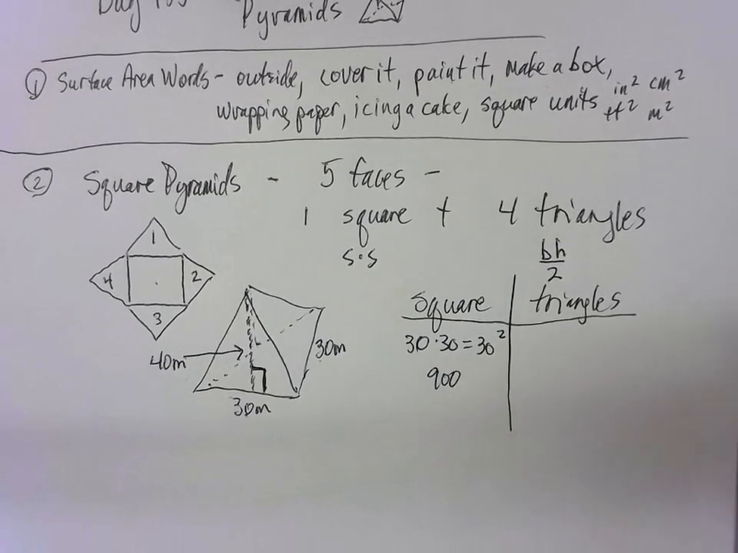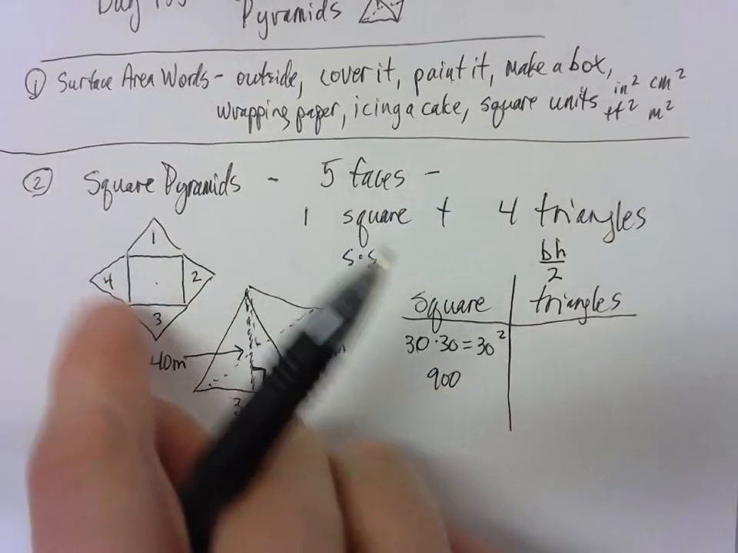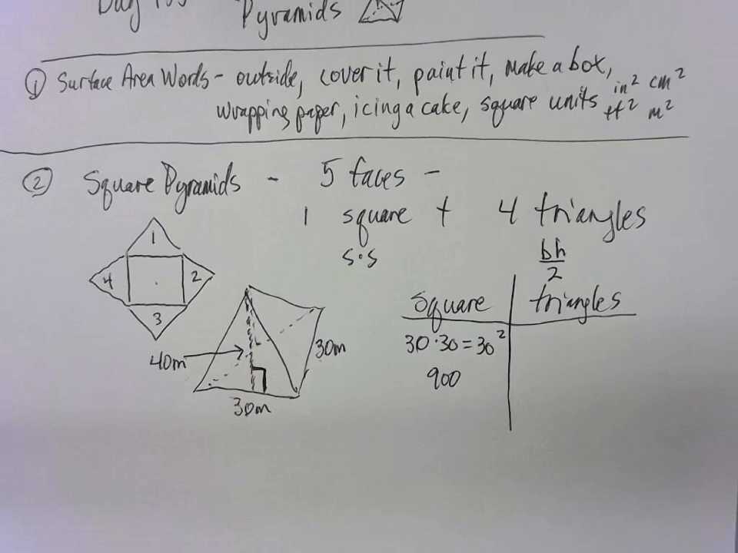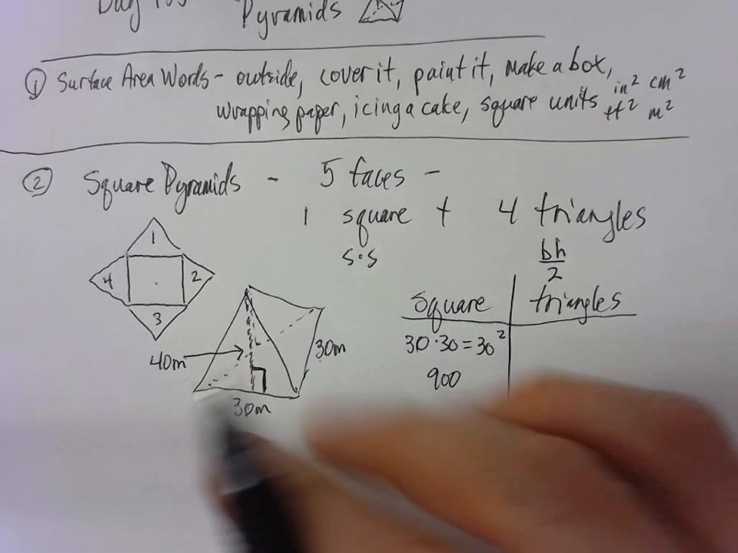So we know we have 4 of them, right? 1, 2, 3, 4. So let's get the area of one of them, and then we'll just multiply it by 4. Later on I'll talk to you about a different formula that can go with these, but right now we're just going to do it this way.